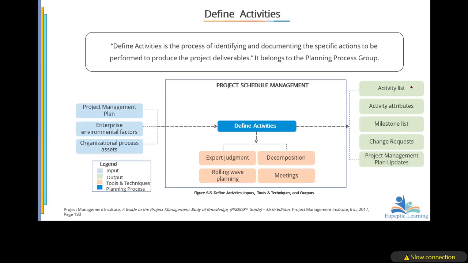But the outputs, what are the outputs? Activity list, a list of all the activities. Then we have activity attributes, the characteristics of these activities that you have listed. Then the milestone list. What are the milestones as we are doing this? We will consider having obtained clearance from the district engineer as a milestone.